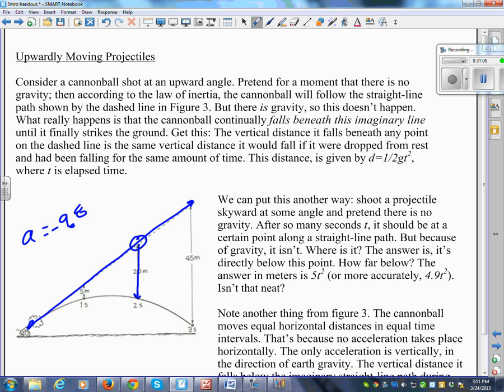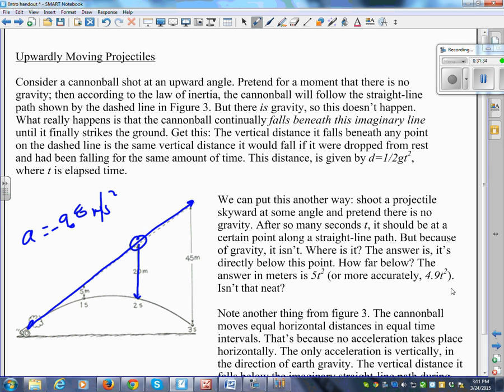Because gravity is minus 9.8 meters per second squared down, and does it care if you're moving up or down? Or sideways? No. Put it another way. Shoot a projectile skyward at some angle and pretend there's no gravity. After so many seconds t, it should be at a certain point along a straight line path. But because of gravity, it isn't. Where is it? The answer is it's directly below that point. How far? 5t squared, or miraculously 4t squared.